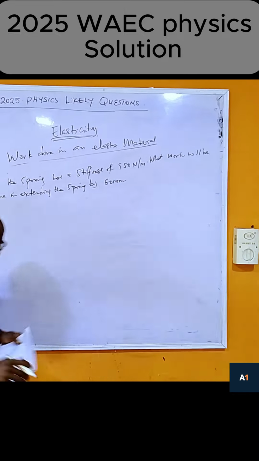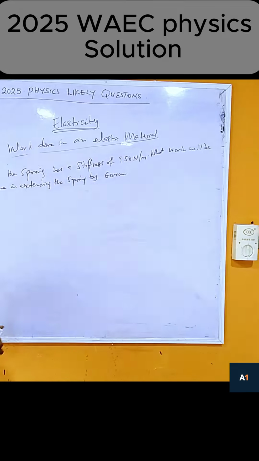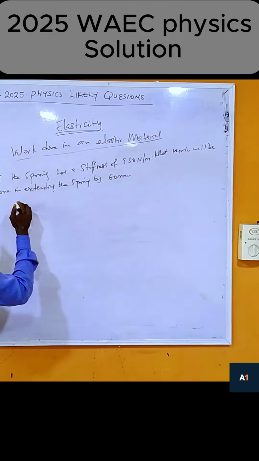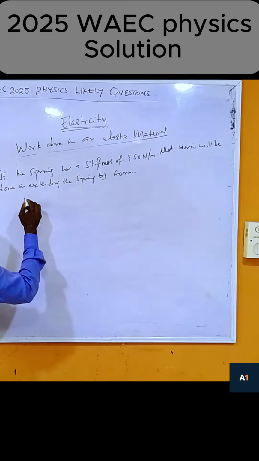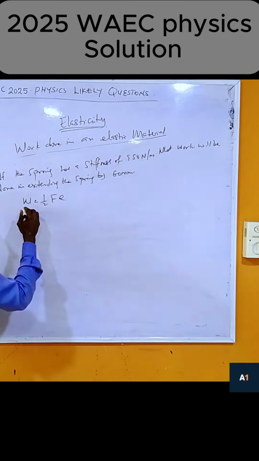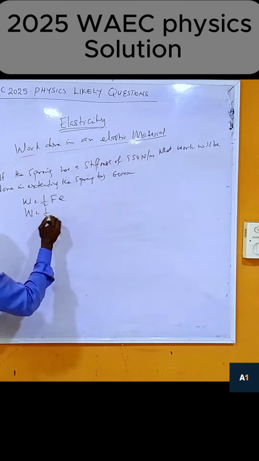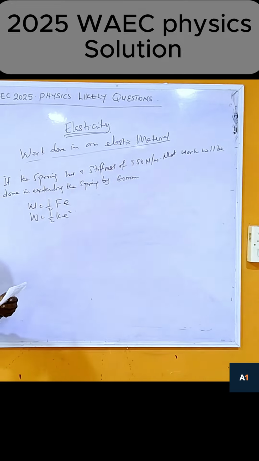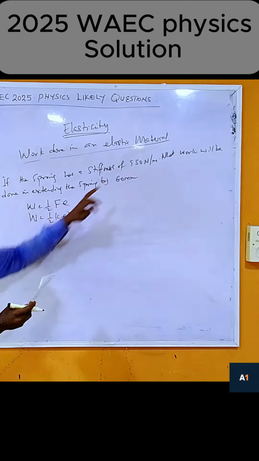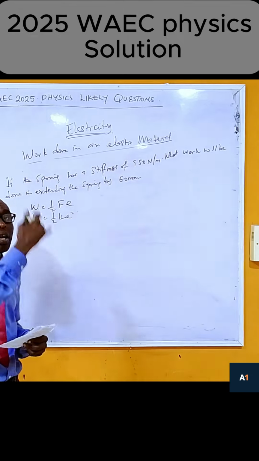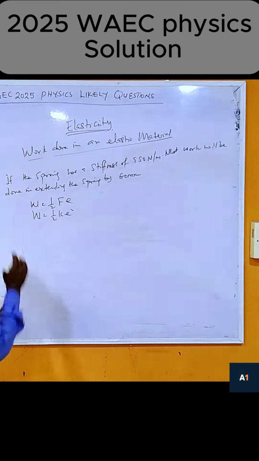If you see this question, two equations should come to your mind. One, work done is equal to half Fe. The other, work done is equal to half Ke squared. Now, if you look at the question very well, you have the stiffness K, so you don't need force. In some cases, they will give you force directly. Here they don't, so you don't need force. You are looking for work done.